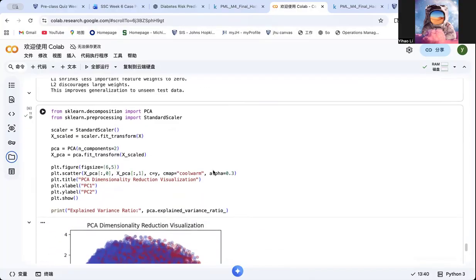Next part is regularization. To further prevent overfitting, we apply regularization within our GBM model. Specifically, we use L1 regularization through the reg alpha parameter and L2 regularization through the reg lambda parameter. L1 regularization helps shrink unimportant feature weights to zero, which effectively performs feature selection. L2 regularization discourages large weights, improving model stability. Together these techniques improve generalization and reduce variance when predicting on unseen test data.